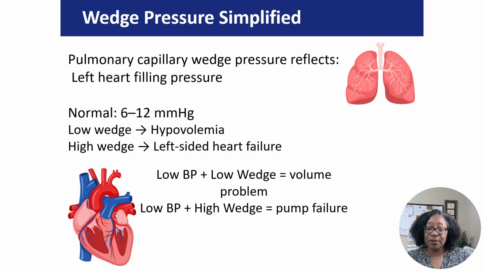A low wedge pressure is going to let you know that the patient has hypovolemia. So when you see on the NCLEX low blood pressure and a low wedge, that means that we're having a volume problem. If you have a low blood pressure and a high wedge, then that lets you know that there is a heart failure problem. Two different patients may have low blood pressure, but if one has a low wedge and the other one has a high wedge, that's going to change the treatment. Okay. So you're going to be anticipating two different treatments.